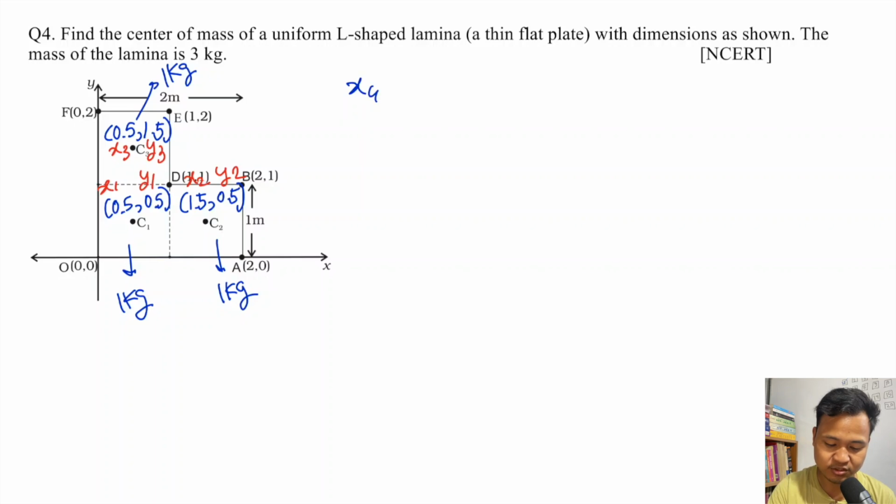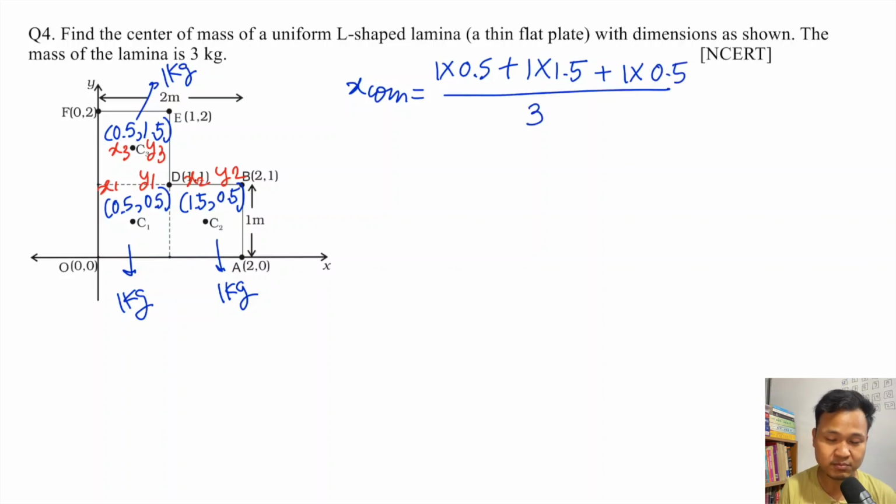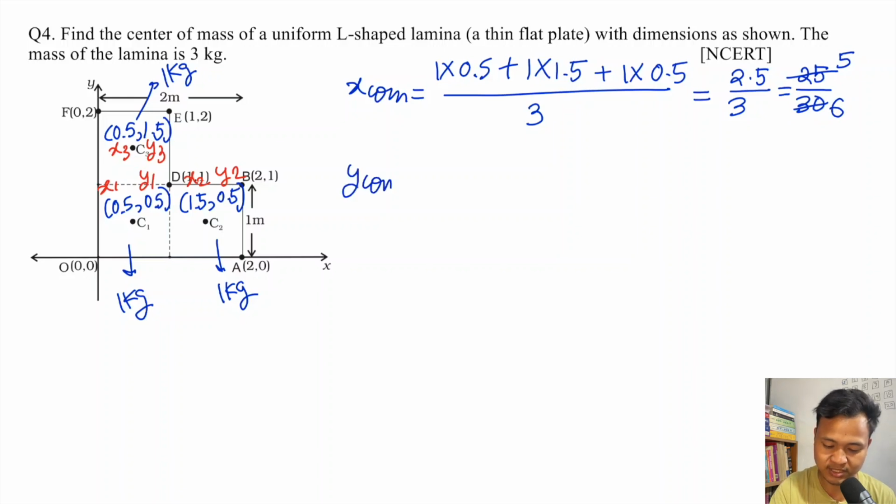So you apply the formula for XCOM. M1 into X1, which is 0.5, plus M2 into X2, which is 1.5, plus M3 into X3, which is 0.5, divided by 3 kg, since 1 plus 1 plus 1 is 3. Solving, 0.5 plus 0.5 plus 1.5 gives 2.5 divided by 3. Remove the decimal: 25 by 30. 5 fives are 25, 5 sixes are 30, so 5 by 6.